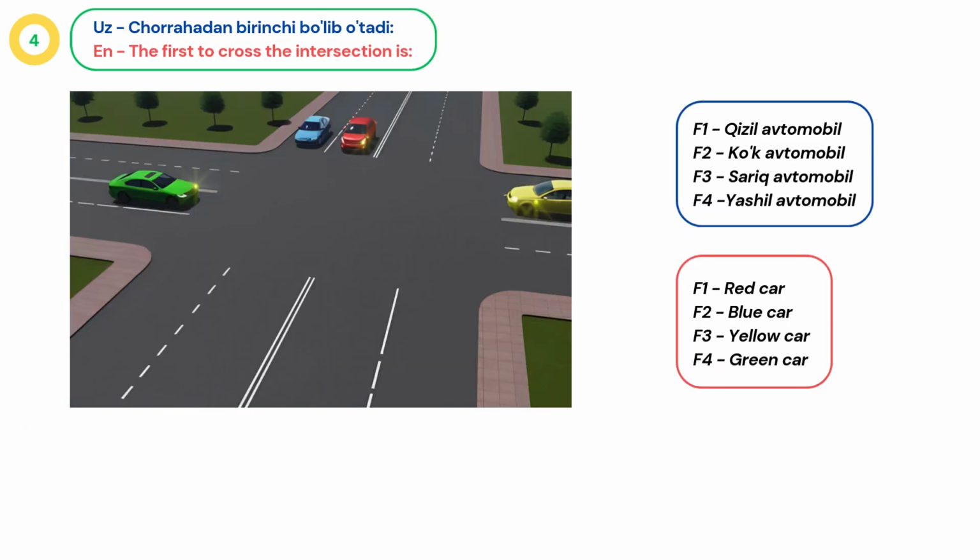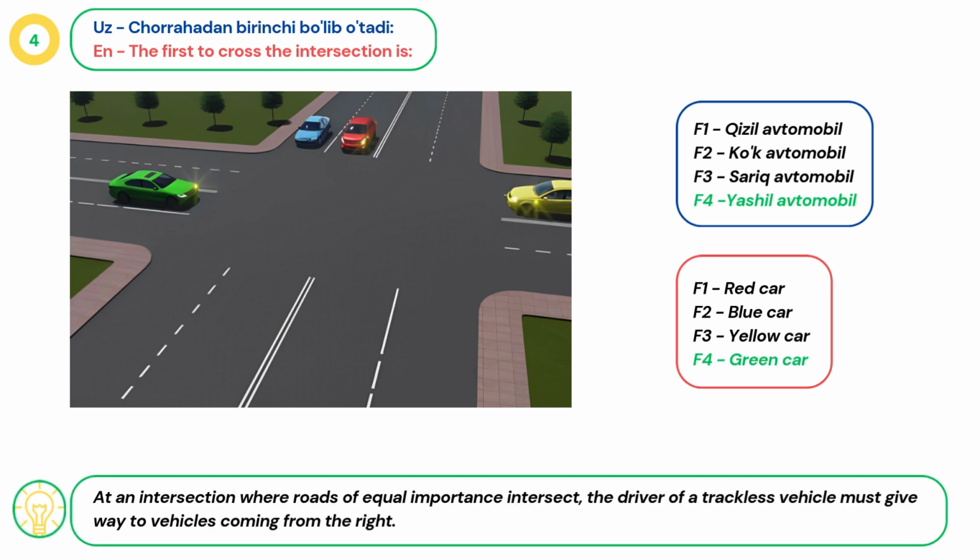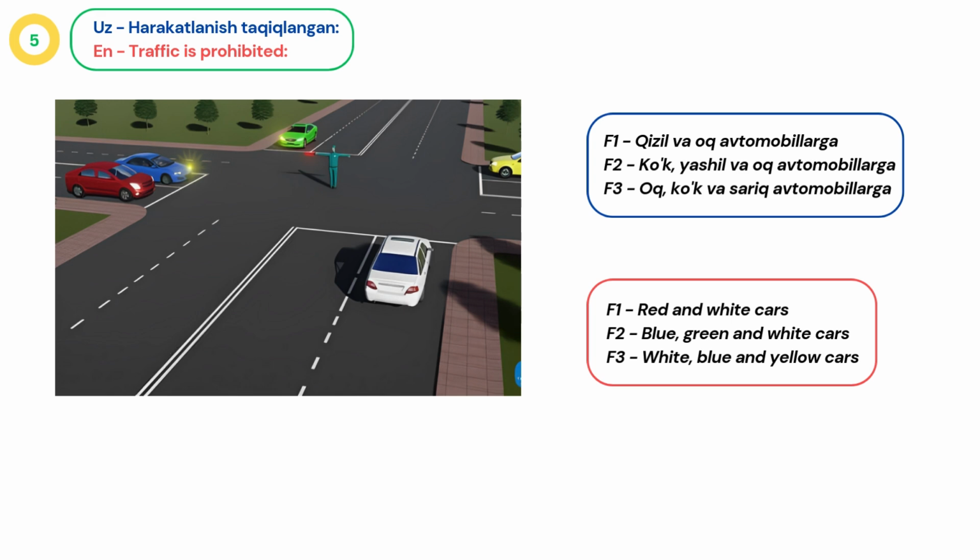The first to cross the intersection is... At an intersection where roads of equal importance intersect, the driver of a trackless vehicle must give way to vehicles coming from the right. Traffic is prohibited.